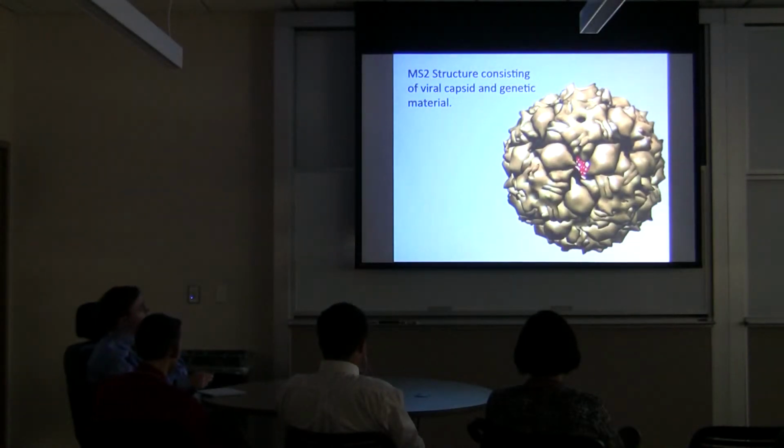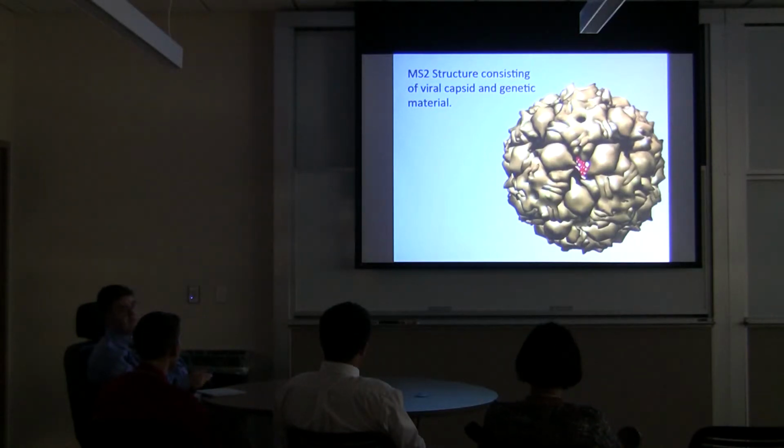Next is a picture of the structure of the virus used in our simulations, which is called MS2. This virus is 27 nanometers in diameter and has 32 pores around the outer capsid or protein coat. This protein coat is made of 60 biological units surrounding genetic material, which is shown here in red.